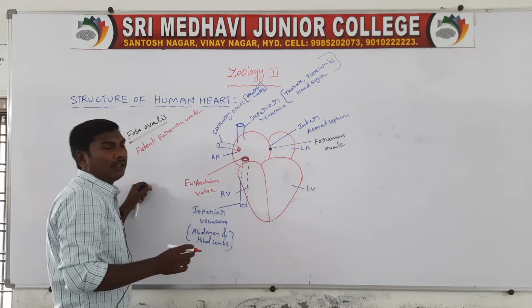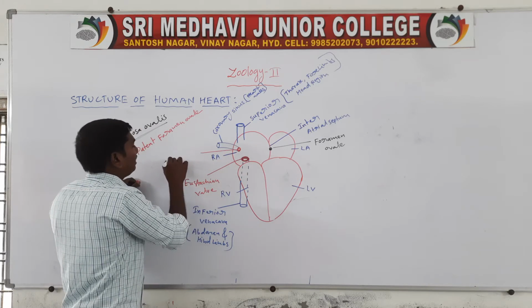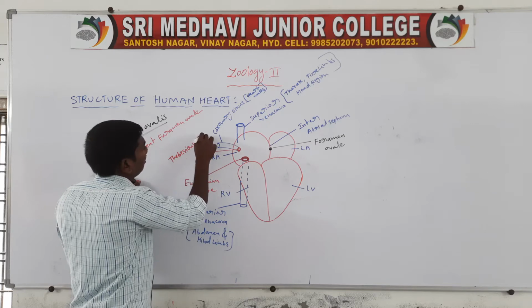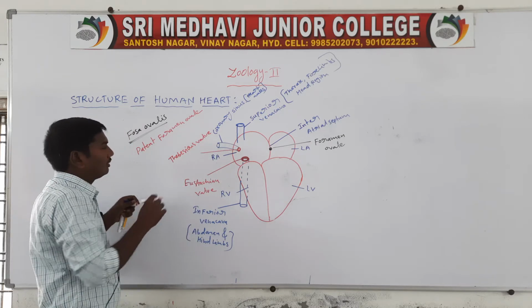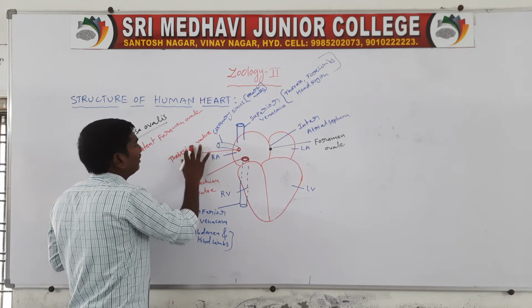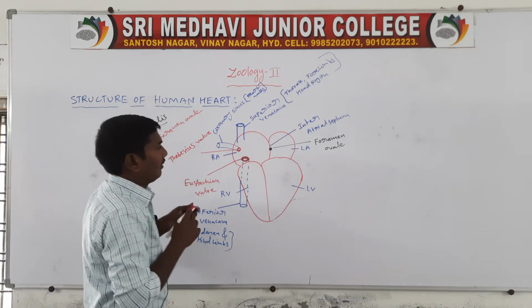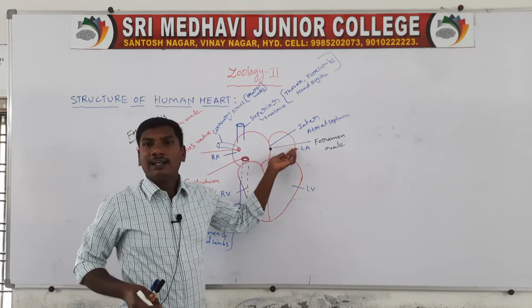Next one, the coronary sinus opens into the right atrium. This region has a valve, and this valve is called the Sebaceous valve.